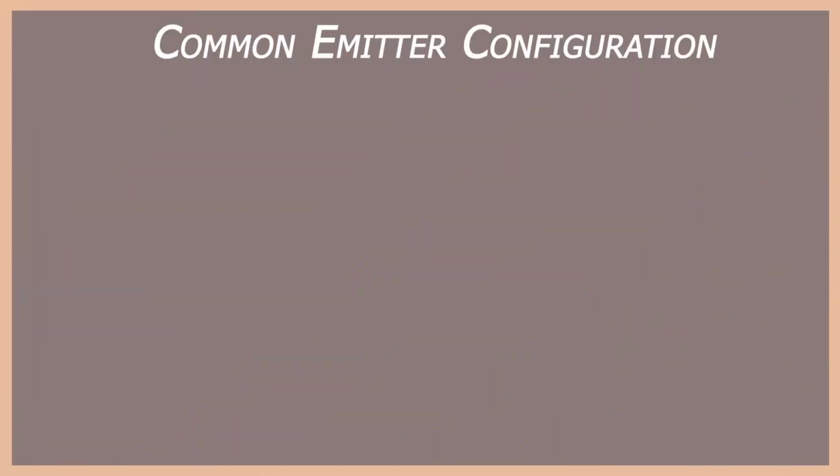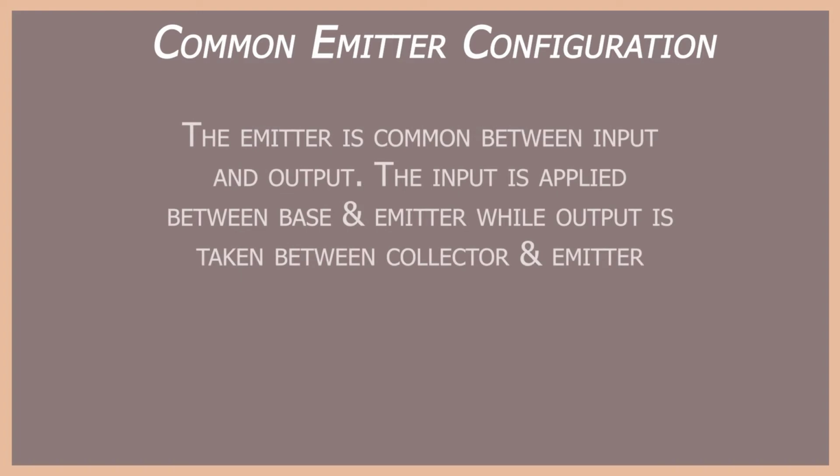So before we delve into part 3, we need to know what a common emitter of a BJT means. So the emitter is common between input and the output. The input is applied between the base and the emitter, while the output is taken between the collector and the emitter. This configuration has the highest current and power gain among all of the three configurations that I stated before.